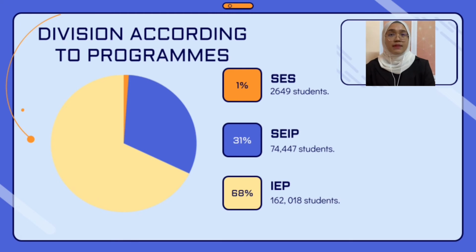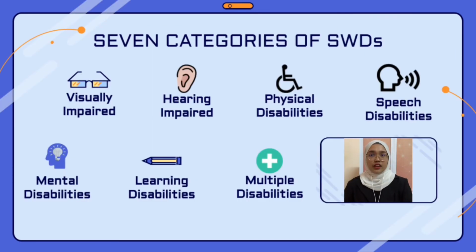Then, followed by the Special Education Integration Program, or PPKI, which is a total of 31%, or 74,447 students. And lastly, the biggest chunk of SWDs are in the Inclusive Education Program, which amounts to 68%, or 162,018 students. Moving on, there are 7 categories of SWDs.